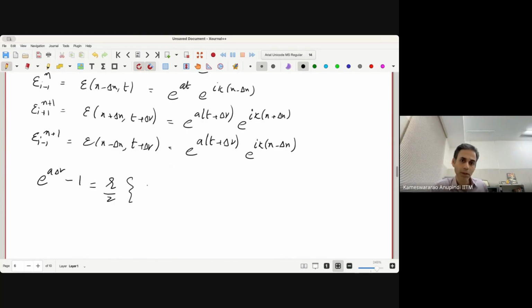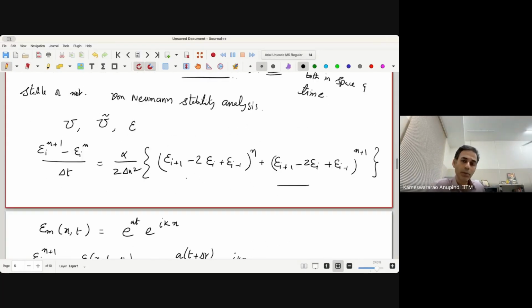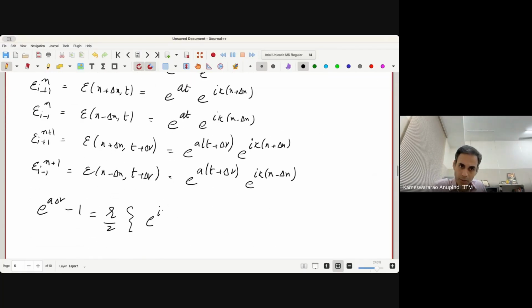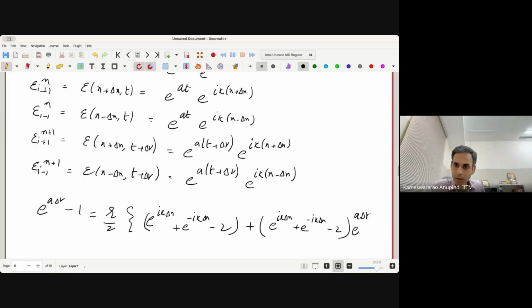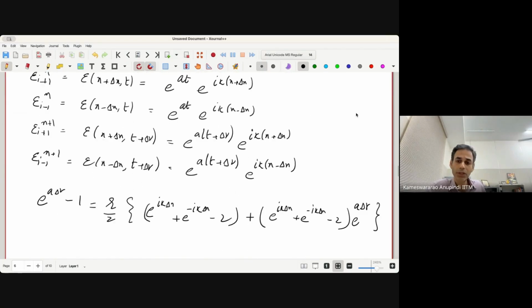Let me substitute and do it, maybe that's easier. This will turn out to be e to the power ik delta x plus e to the power minus ik delta x minus 2. And the other one will turn out to be also e to the power ik delta x plus e to the power minus ik delta x minus 2. But then it will have multiplication with e to the power a delta t, right? Because everything is now at n plus 1. So that is the only change you will have.